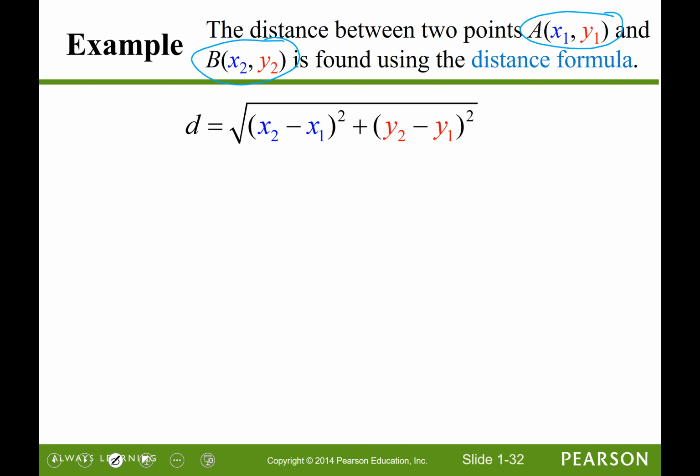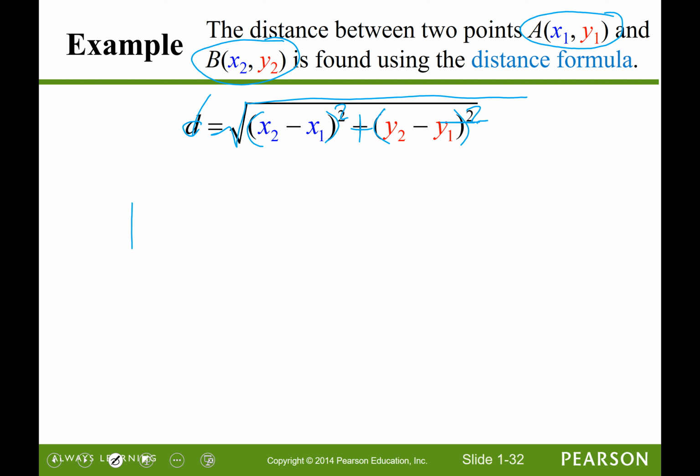And to find the distance between those 2 points, we denote it with a lowercase d most often. And it's going to be the square root of, now we got a lot of work to do here. We have to do the difference of the x's squared plus the difference of the y's squared.